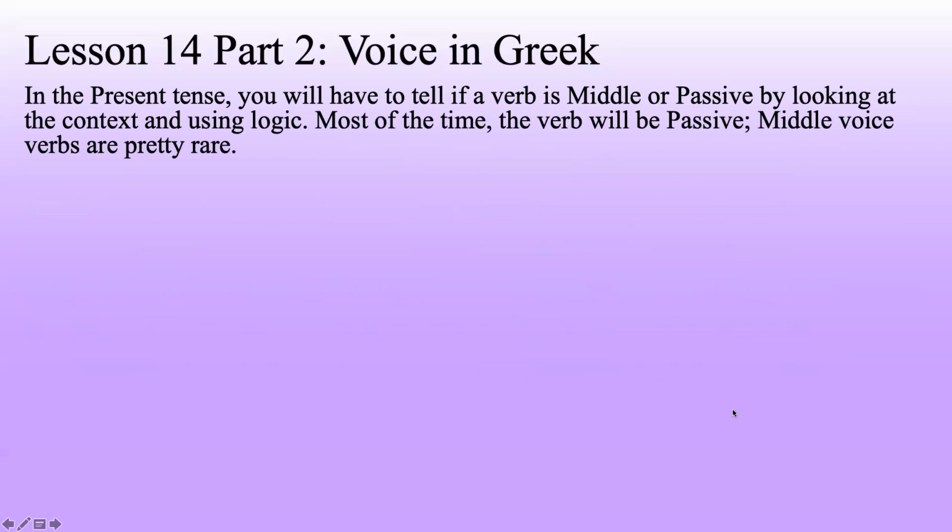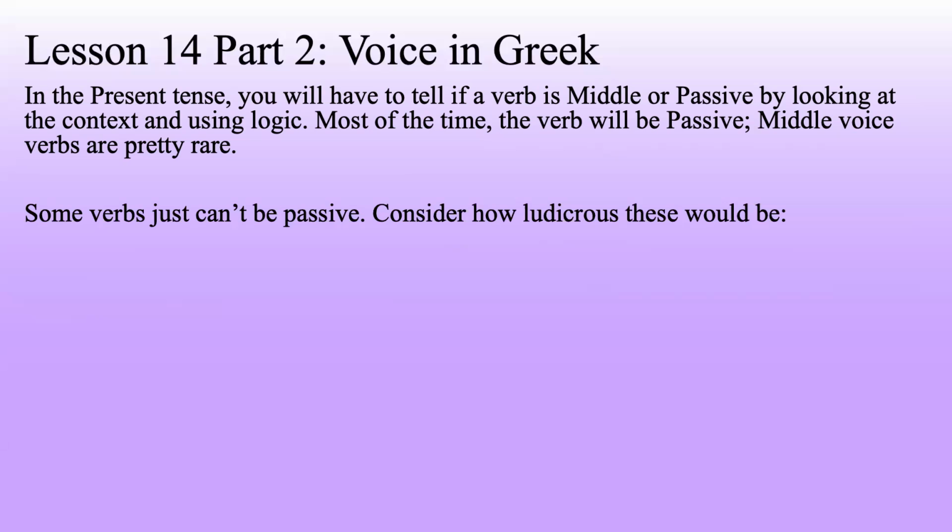Now, in the present tense, you will have to tell if a verb is middle or passive by looking at the context and using logic. If you're parsing it, you'll say that it's both. But if you're actually trying to translate something in an actual sentence, it has to be one or the other, so you're going to need to pick one. Most of the time, the verb will be passive. Middle voice verbs are pretty rare. There are very, very few of them that actually show up in the New Testament in a truly middle form. Almost all the time, it's going to be passive. So if you're translating, try the passive voice first. If that doesn't work, then maybe try middle, but almost always it's going to be passive.